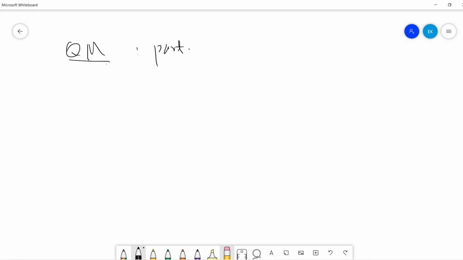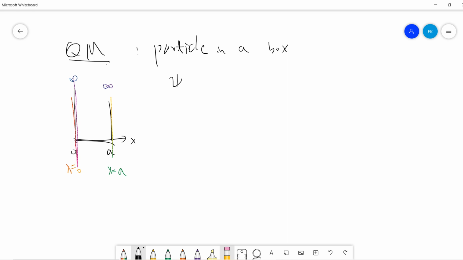Basically, it's the particle in the box. So we will consider a one-dimensional particle in a box with infinite potential confined between x equals 0 and x equals a. We will solve for the wave function and the energy. So let's write down the simple Schrödinger equation.